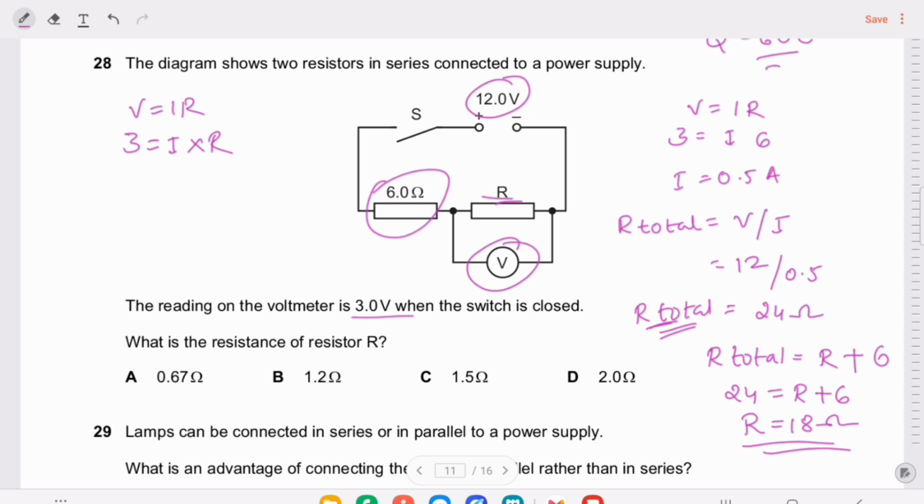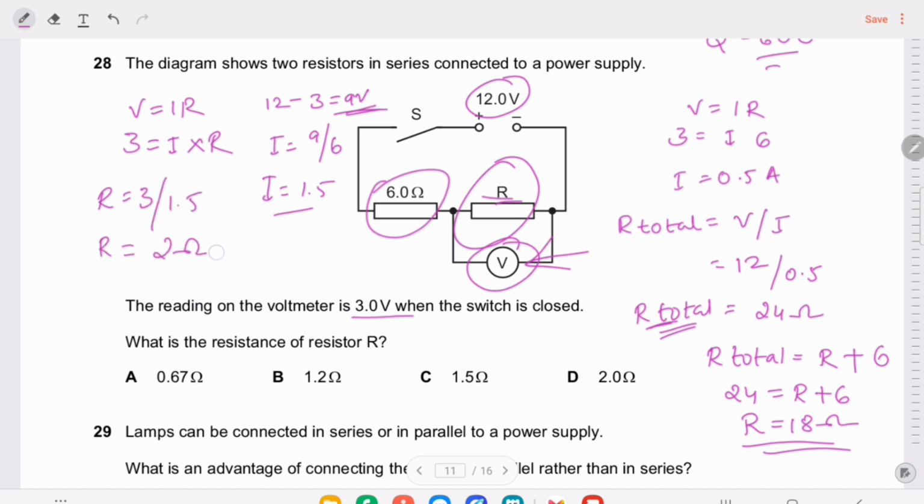Now the remaining voltage across the 6 ohm resistor is 12 minus 3, which is equal to 9 volts. So the current would be 9 divided by 6, that is voltage divided by the resistance. So you get the current as 1.5. So we know the I, and we know the voltage across the resistor R because the voltmeter is connected here. So in that case your resistance would be 3 divided by 1.5. So the resistor value is 2 ohms.